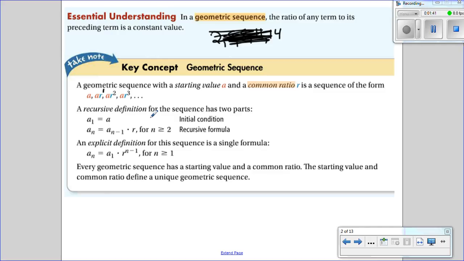And we can show this in two different ways. We can show it recursively or explicitly. So the recursive definition for a sequence has two parts: the initial, which is where it starts, and then the recursive formula. And you need both of these parts in order to define the sequence. In explicit, you don't.